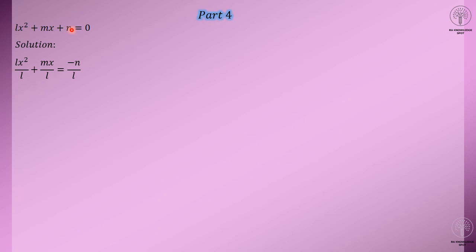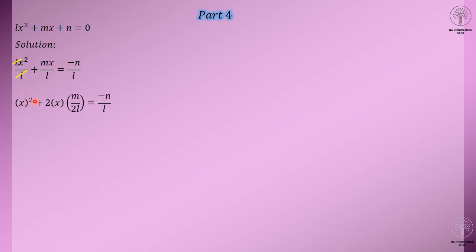Now what you have to do in the very first step is move this n towards the other side. It will be negative. After that, you have to divide by the number that is written with x square if it is not a perfect square, as l is not a perfect square. So you have to divide the whole equation by l, and when you cancel them, there's only one number.